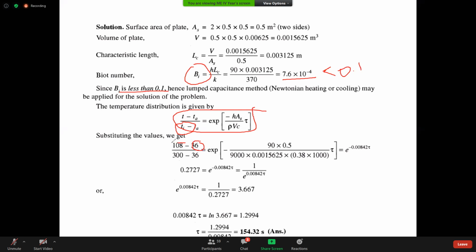This T is nothing but a function of time, the time variation. Either you need to calculate this temperature or the time. Sometimes they give the time and ask you to calculate the temperature, otherwise they give the temperature and ask you to calculate the time. That is the difference. So in this problem, what is being asked to calculate? To reach this temperature, what is the time? That is the question here.